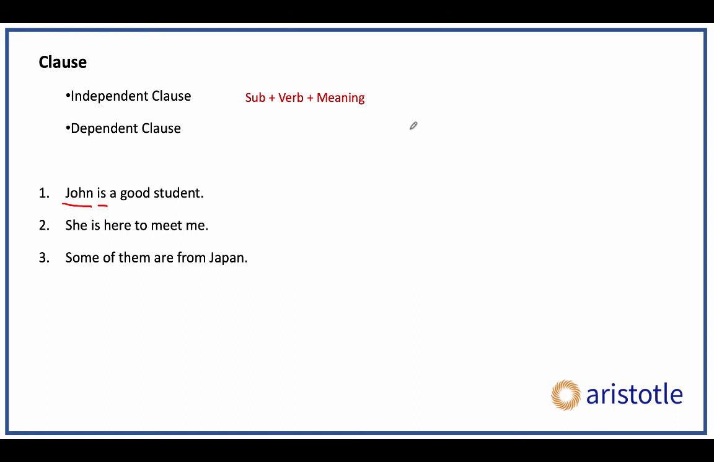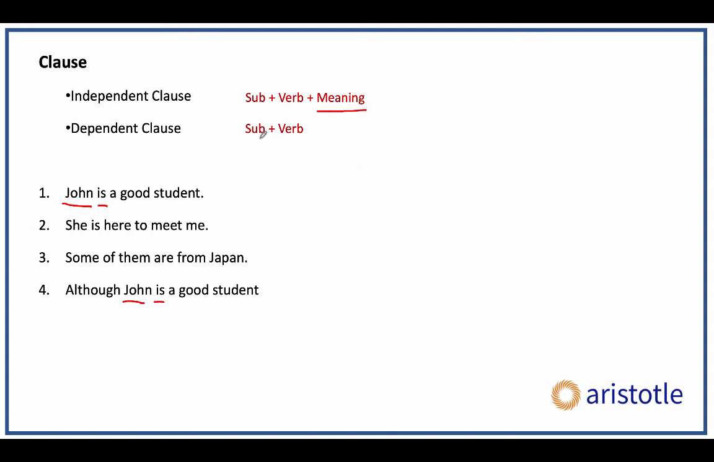Now let's see what happens to our sentence when we add a word such as although to it. Although John is a good student. Now there is a problem because you have your subject John, you have your verb is, but there is no meaning. Something has to come after that. Although John is a good student, so what? So this is basically a dependent clause because it depends for meaning on something else that will come after it or before it.